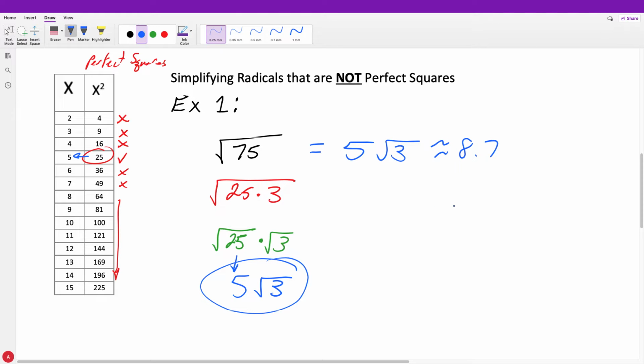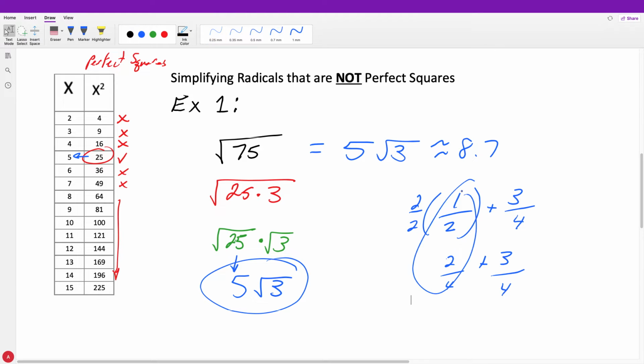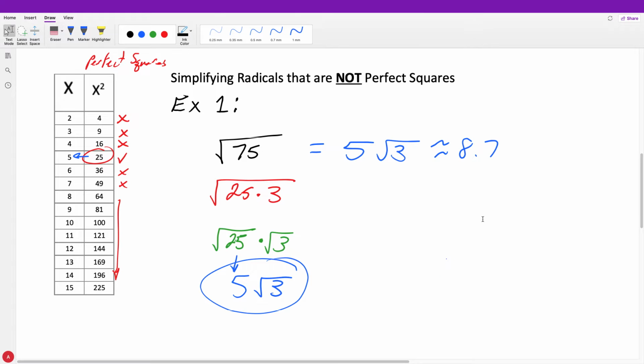Just like when we're adding fractions and we're trying to get like denominators, when I multiply this by 2 over 2, and I get 2/4 plus 3/4, this is equal to 1/2 or 0.5. We're not changing the value of it. We're just manipulating or rewriting it so that we can actually perform the computation that's there. So the same thing, we're not changing the value of this square root or of this radical. We're just rewriting it in its simplest form. Right? So the square root of 75 is equal to 5 times the square root of 3.